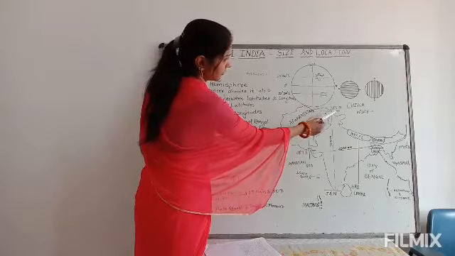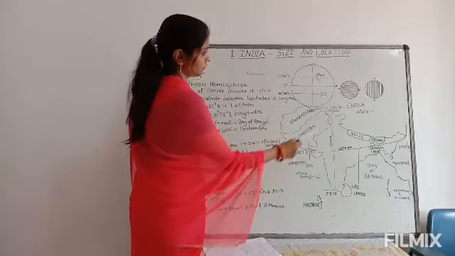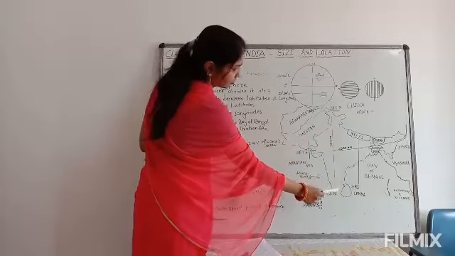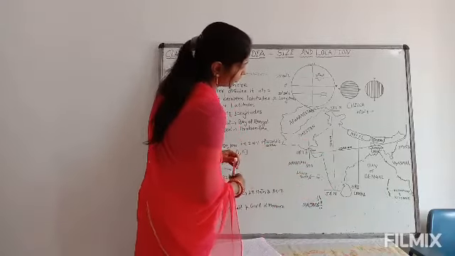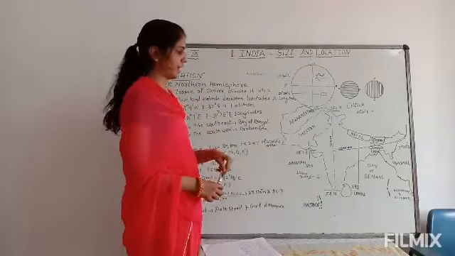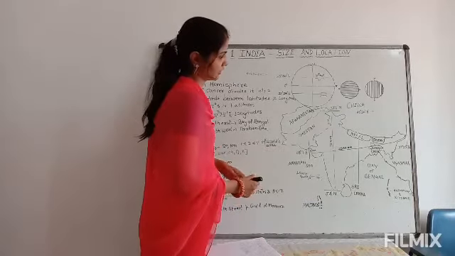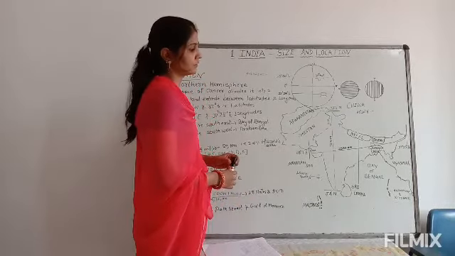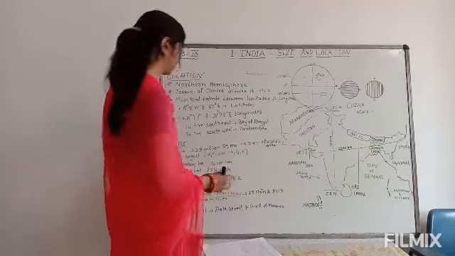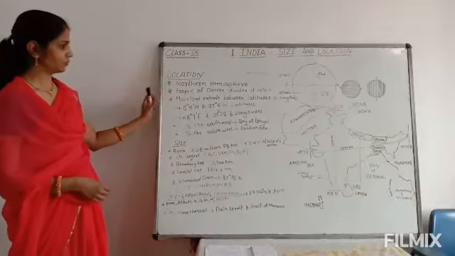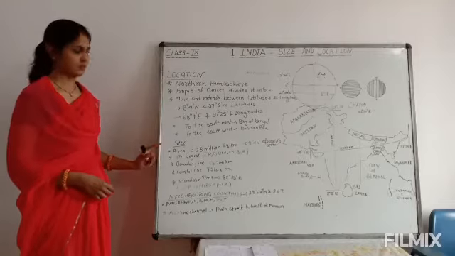Again, the next point is the extension of India from Jammu and Kashmir to Kanyakumari, which is 3,214 km, and from Gujarat to Arunachal Pradesh the extent is 2,933 km. With this we come to an end of location. Now we'll start with the size.